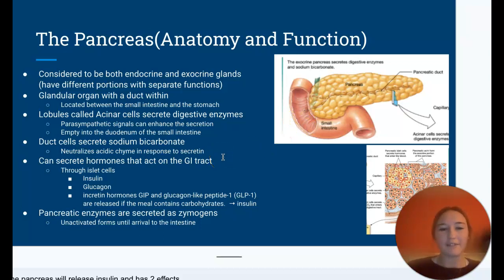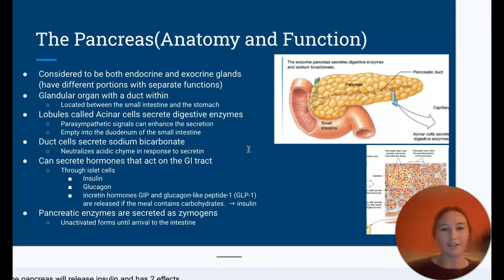The exocrine portion also has duct cells that secrete sodium bicarbonate, and so those pancreatic enzymes that move to the small intestine are moved through with sodium bicarbonate, which is a watery fluid, and that neutralizes the acidic chyme in the small intestine.